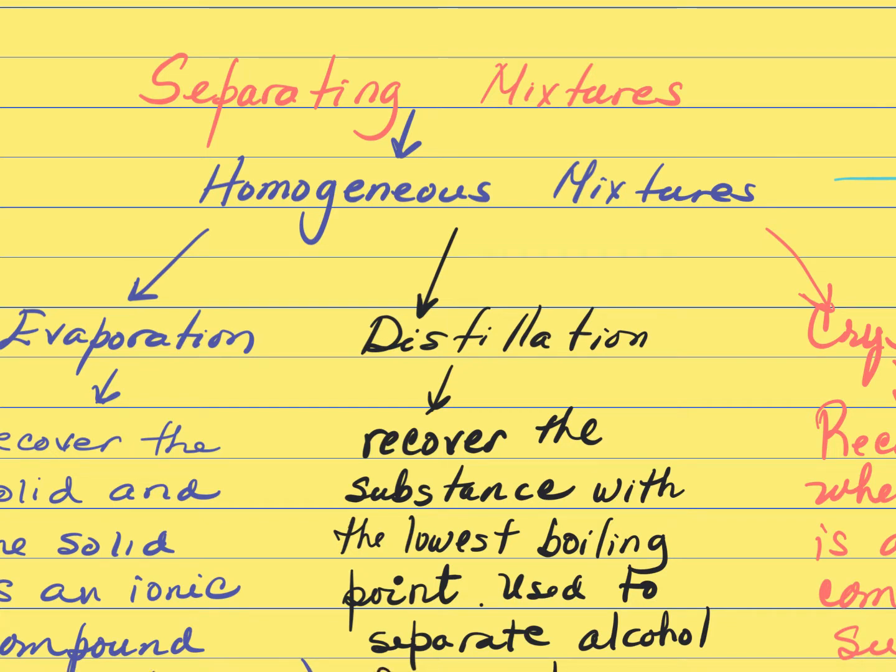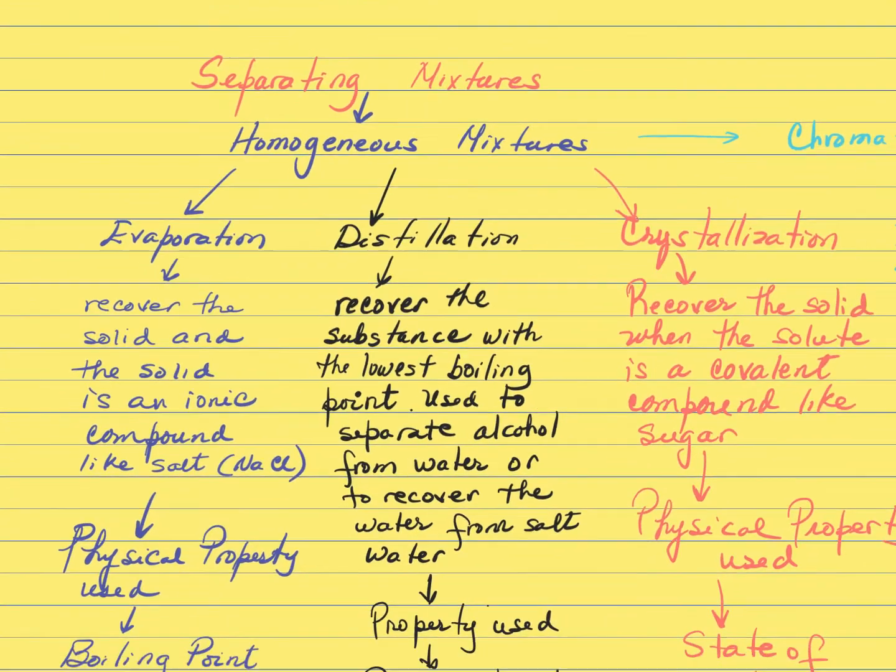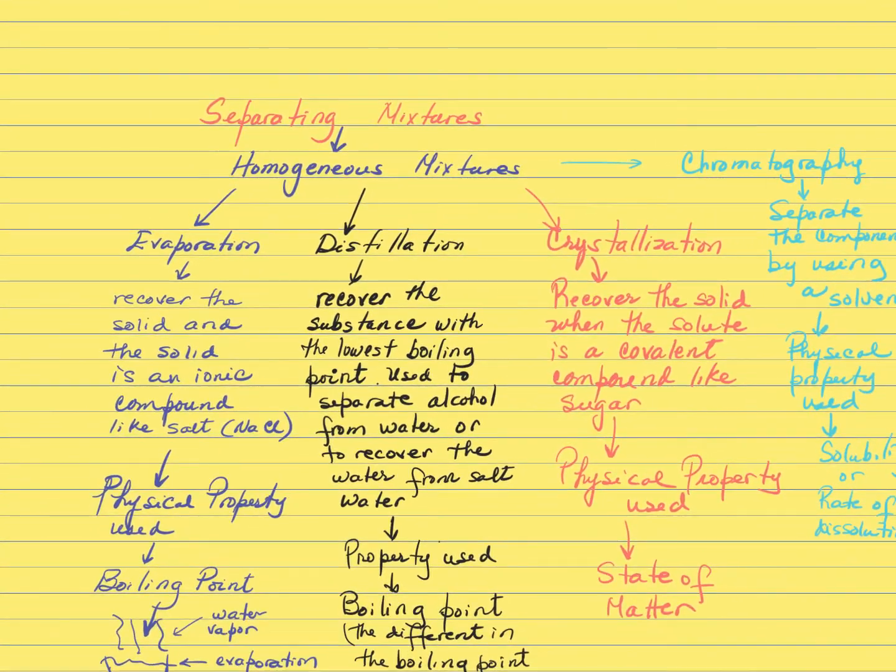Once you classify your mixture, then you can proceed to select the appropriate technique, and then you have to analyze the physical property that you're going to use. For example, for homogeneous mixtures, you have only 4 different techniques: evaporation, distillation, crystallization, and chromatography. When are you going to use evaporation?